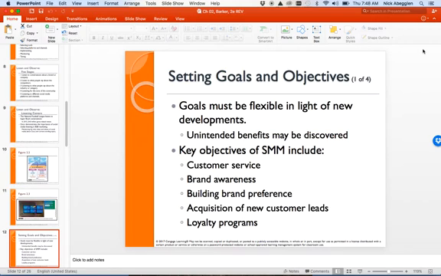So setting goals and objectives. It is important to keep in mind that our goals must be flexible in light of new developments while engaged in social media. So customer service is one of the handful of key objectives that marketers often adopt when they create goals. According to a Forrester survey, the most popular business objectives for social media include brand awareness, building brand preference, acquisition of new customer leads or sales, loyalty programs to retain current customers, and providing customer service. Social media activities also resulted in increased market insight, improved search rankings, better business partnerships, and lower marketing costs.